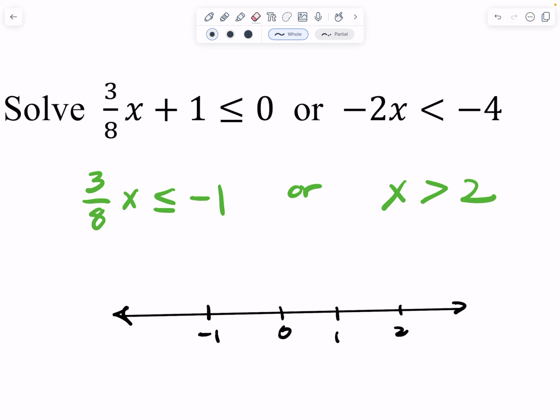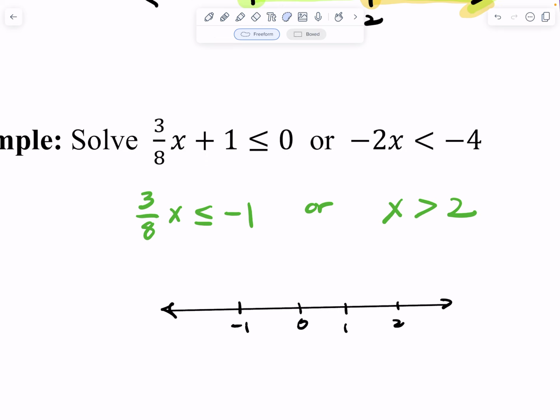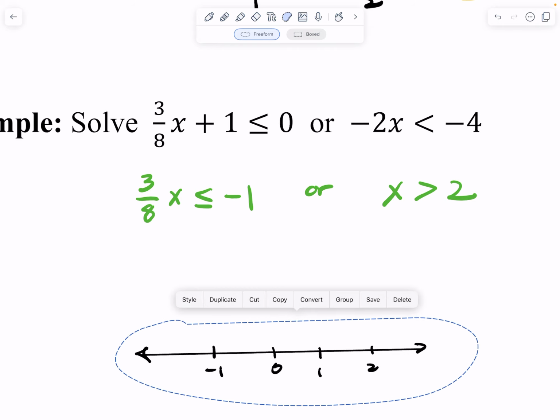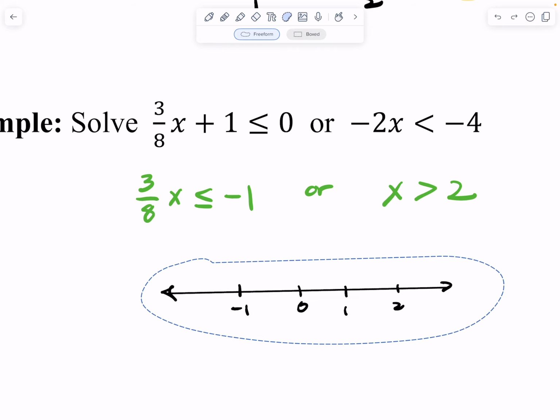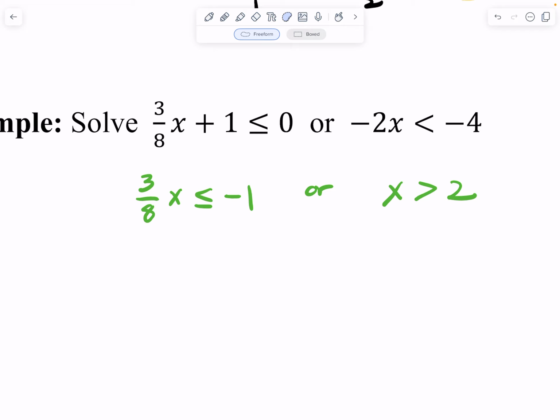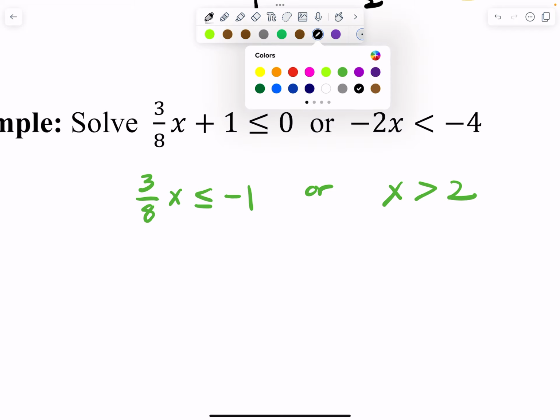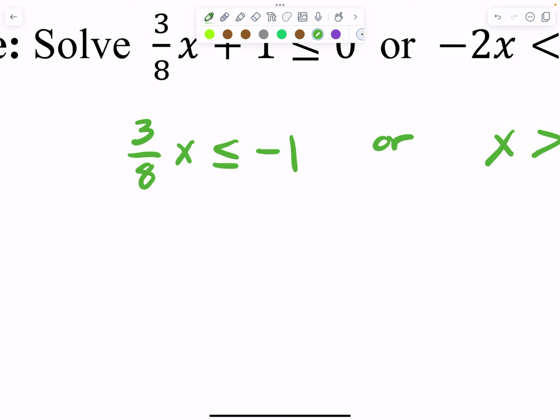But, oh, I'm not done yet. Sorry. That's not what we're going to want to use. All right, let's think about multiplying. So you can either do it in 2 steps where you think about multiplying by 8 in each step. So that then you would have 3x is less than or equal to -8. But you could have also thought about multiplying by the reciprocal, 8/3 on each side of the inequality.